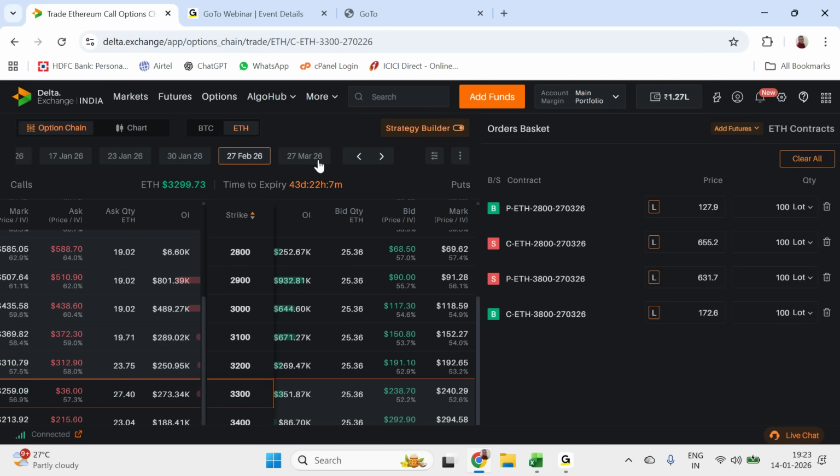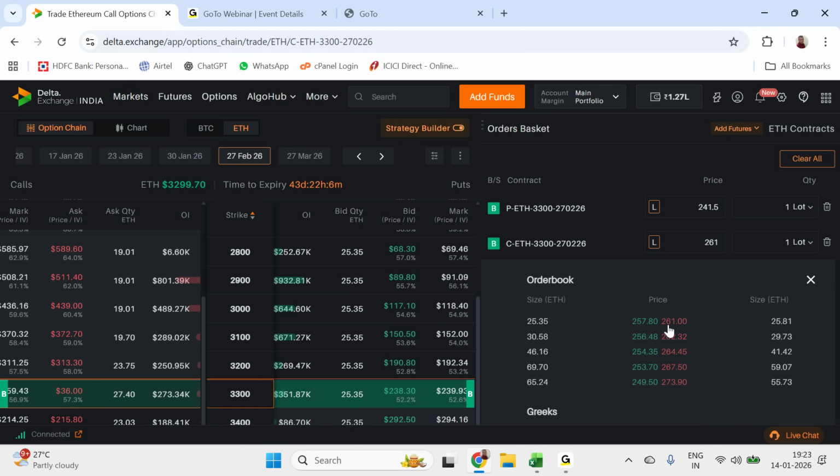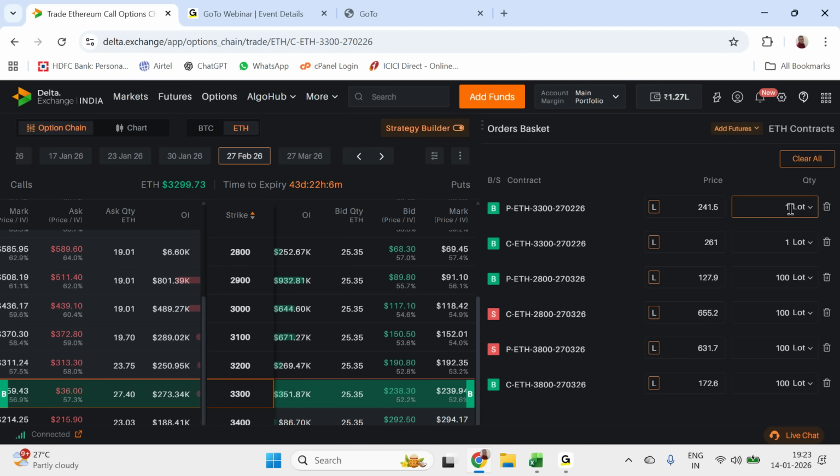Now March is over. For February, I am just buying one call and one put, both at the ATM strike, at the money, at premiums of 240 and 260. February is the near month, and this is the far month. It is not necessarily that it should be 3,300 and 3,300. Sometimes you can take 3,300 and 3,100 also. Depending on the situation you can do it.